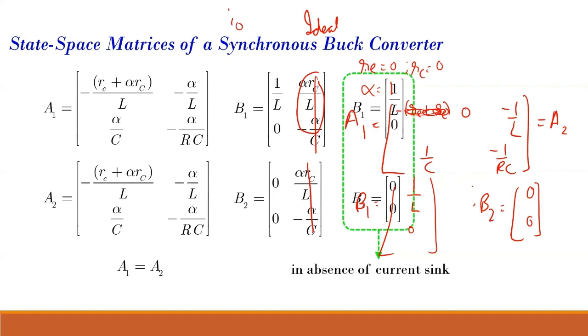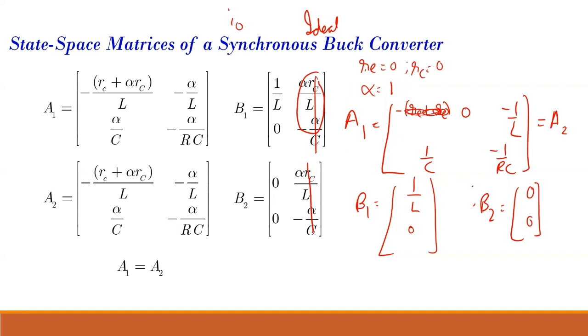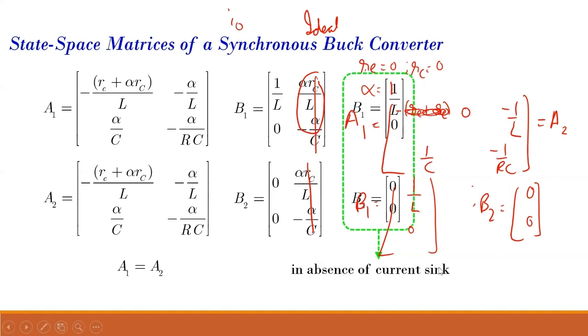So I'll proceed further. Sir, why are we ignoring the second column of B? Because it is relating to the current sink. Now I assume the current sink, I ignore that effect. I don't want to include the effect of the current sink in my analysis. I will assume that my load is fully resistive so that it will make my analysis easy.